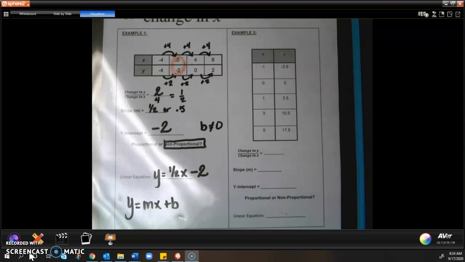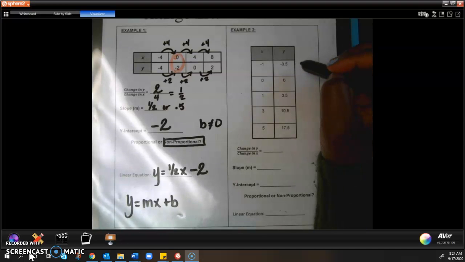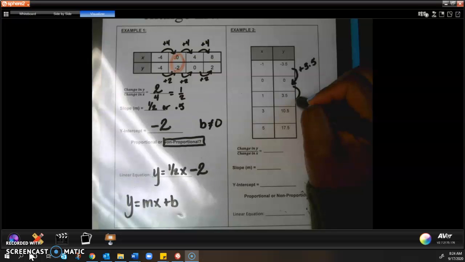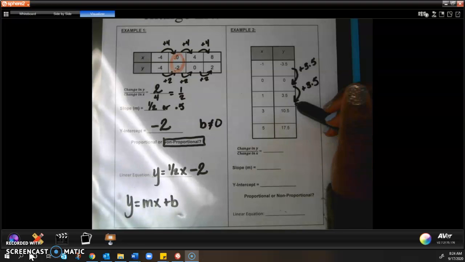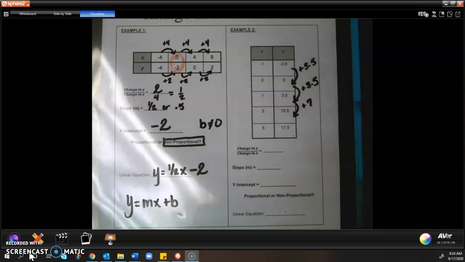Now let's take a look at example 2. Okay. So I'm still going to do change in y over change in x. To get from -3.5 to 0, I'm adding 3.5. From 0 to 3.5, you add 3.5. But then you notice there's a change. So I go from 3.5 to 10.5, which is I'm adding 7, right?